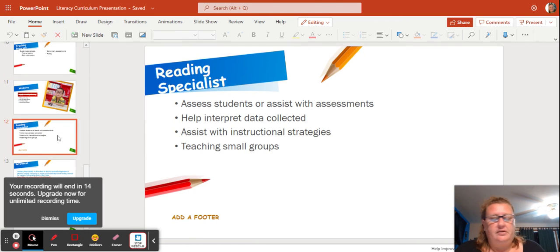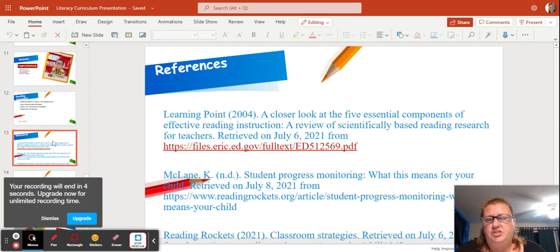reading specialist. Next resource, reading specialist in your school can help assess students. They can help interpret the data that's collected, provide instructional strategies, and even teach small groups.